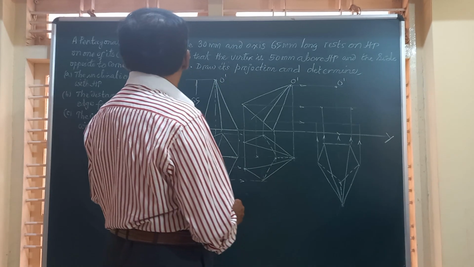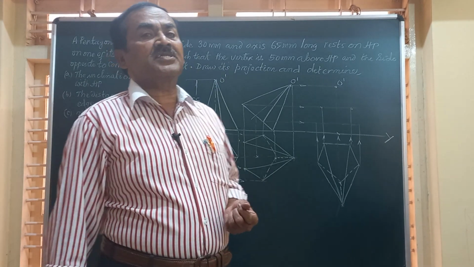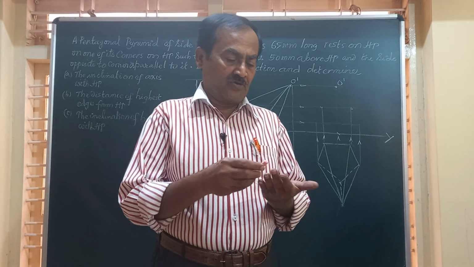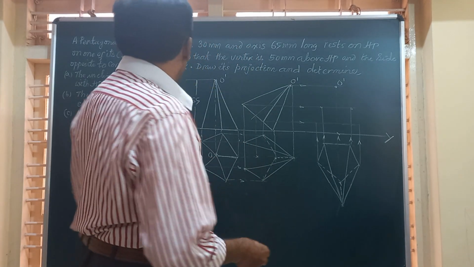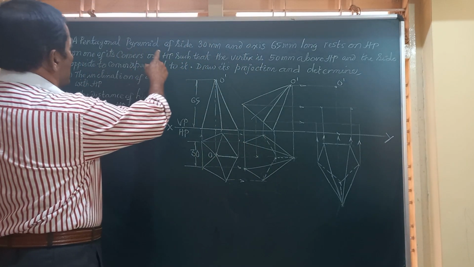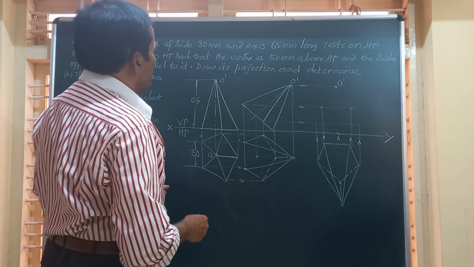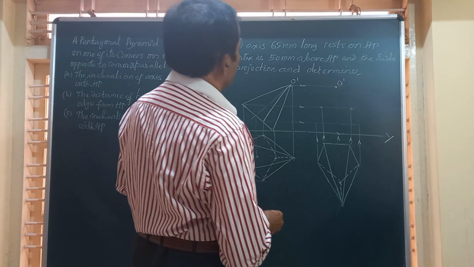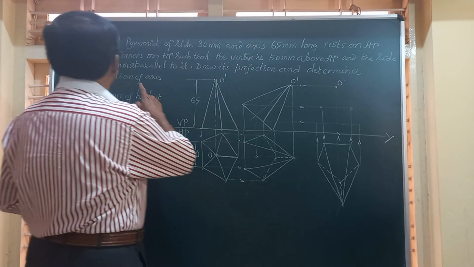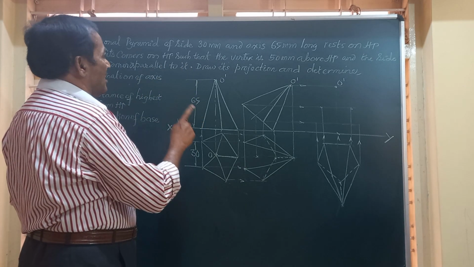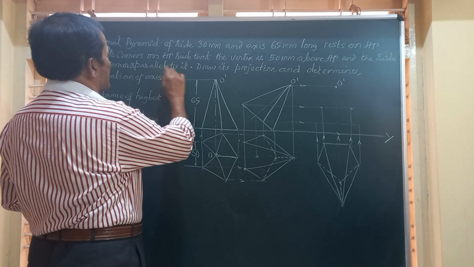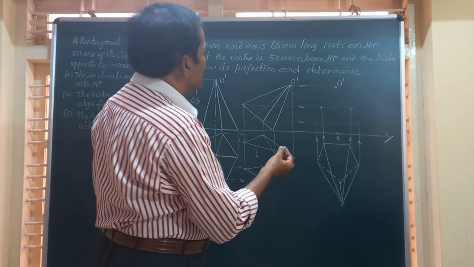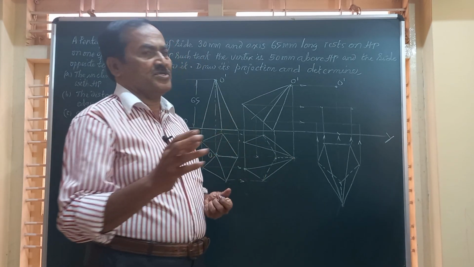a pentagonal pyramid. And let's see what is the question we have for today's video. The question reads like this: a pentagonal pyramid of side 30 mm and axis 65 mm long rests on HP on one of its corners such that the vertex is 50 millimeter above HP.